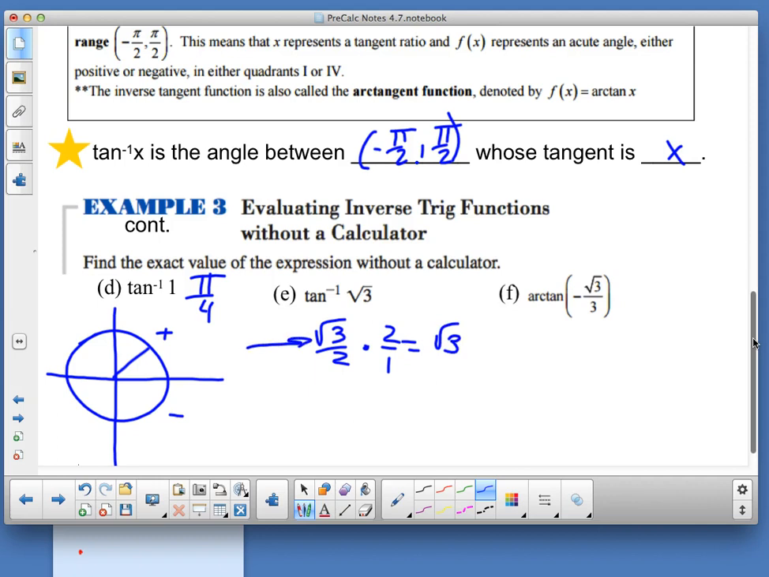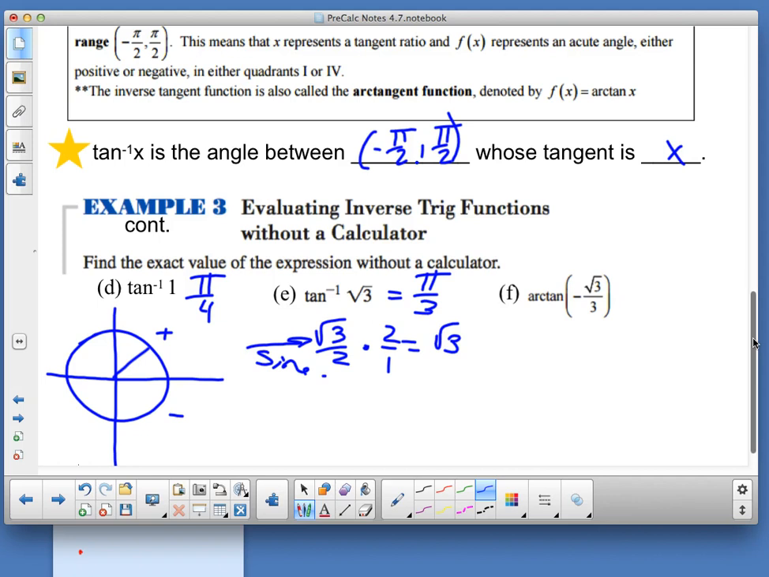So I'm saying the square root of 3 over 2 is sine. When is the sine the square root of 3 over 2? It's at pi over 3. Okay. And this is positive. So this is at pi over 3. When I'm stepping through that, and then my last one here, I've got negative square root of 3 over 3.